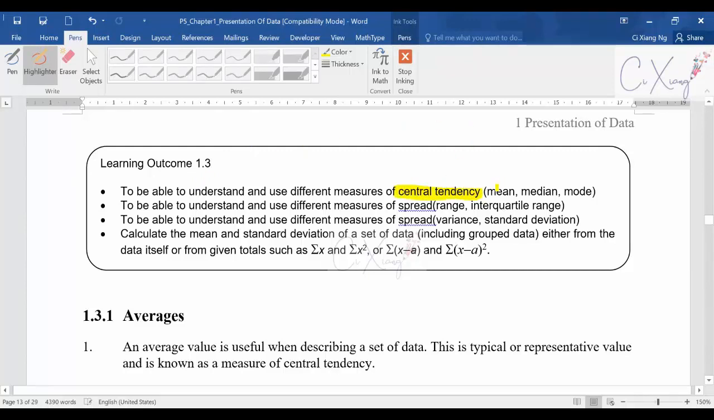What's the meaning of central tendency? That means either mean, median, or mode. We call it central tendency. And then we need to calculate the measure of spread. That includes range, interquartile range, variance, and standard deviation.